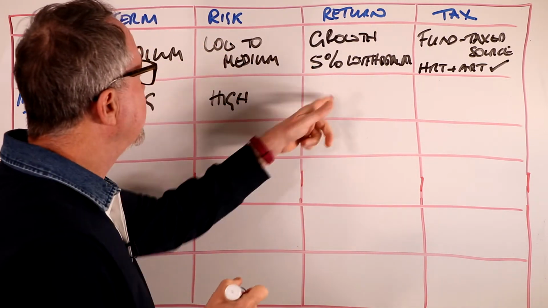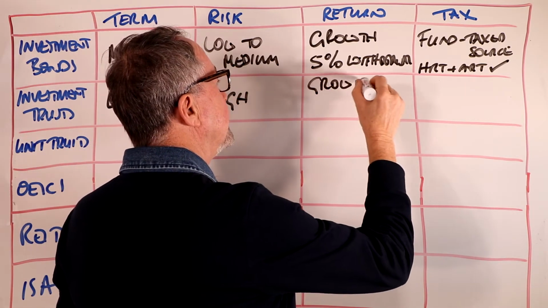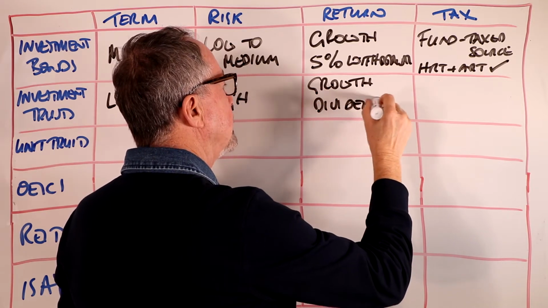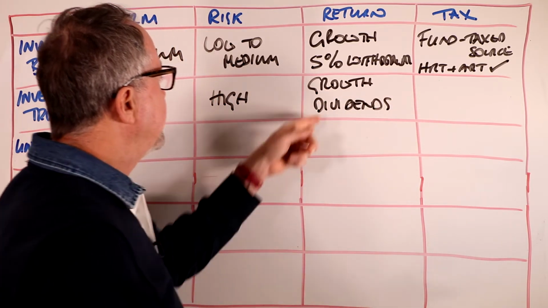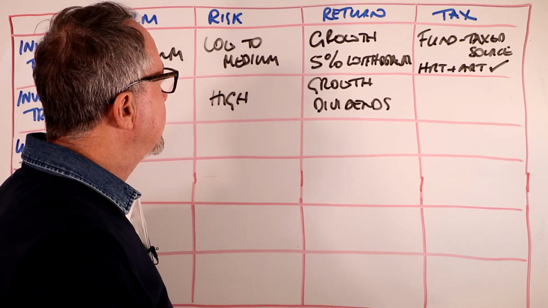So what's the return on these things? Well, it's a share, isn't it? So you're going to get capital growth on the share, and guess what else you'll get? You'll get dividends because you own a share. That's all it is. Now, if they make profits, they pay dividends. If they do well, they'll grow in value and the stock market will increase the value for you.